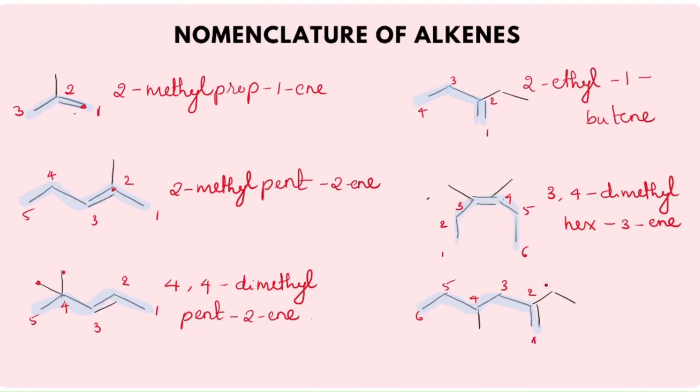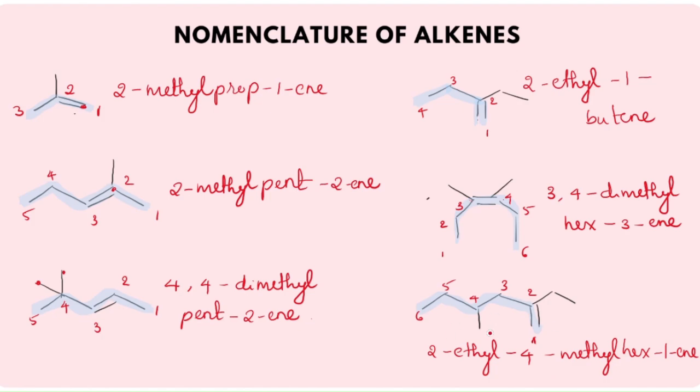And you see what are the groups we have here? Ethyl and methyl, alphabetical priority. Therefore, 2-ethyl, 4-methyl. There are 6 carbons in the longest chain, therefore hex-1-ene. That is the correct IUPAC name of the molecule.